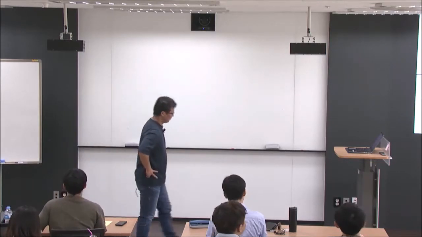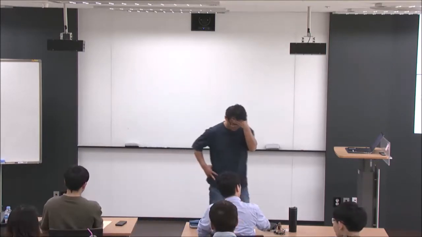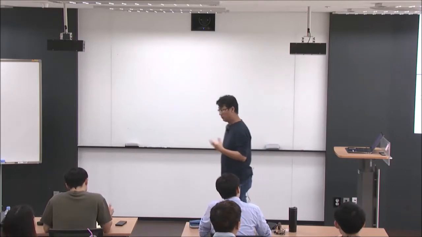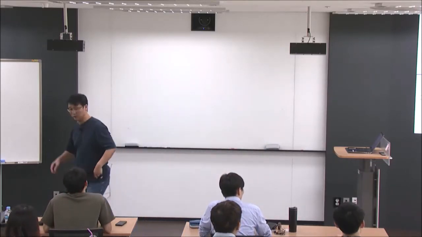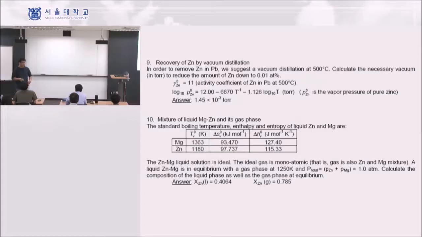Okay, let's look at question number 9. So basically what we are doing is we try to apply this activity concept, okay, to solve some equilibrium calculation, or to know whether the direction is forward or backward. So that's what we are doing. So question number 9: this is the recovery of the zinc by using the vacuum distillation.